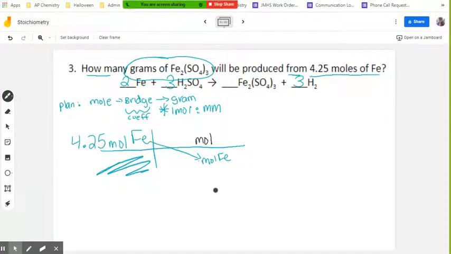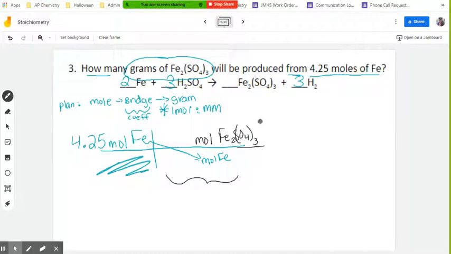Okay, this is my bridge. So that means this is where we change characters, right? This part stayed the same, so we have to change our label. We're going to talk about what we're wanting. So Fe2(SO4)3, that is iron(III) sulfate, by the way.